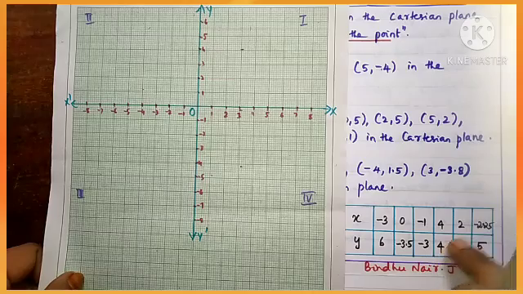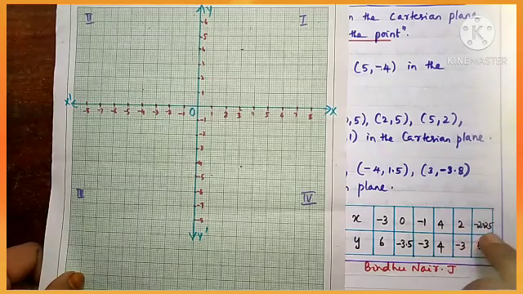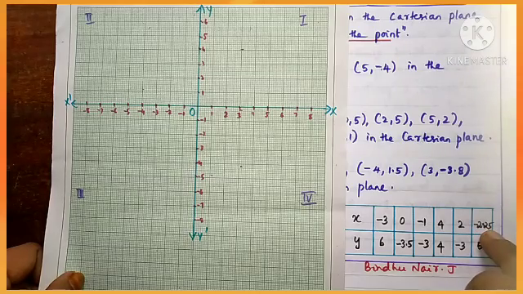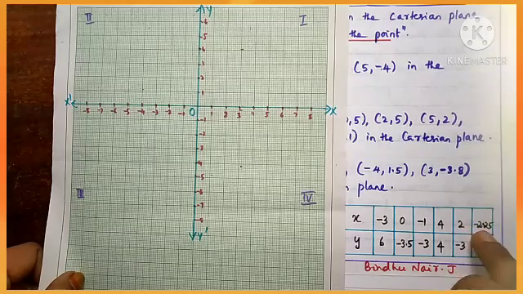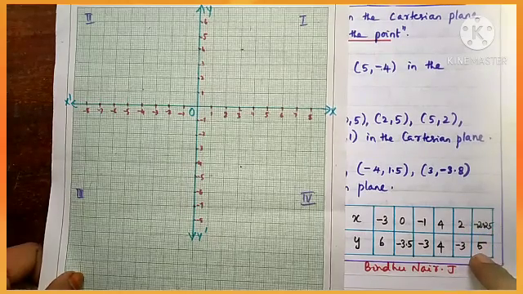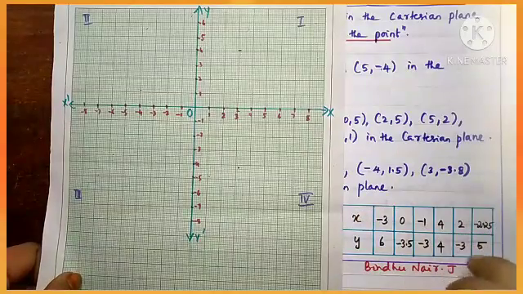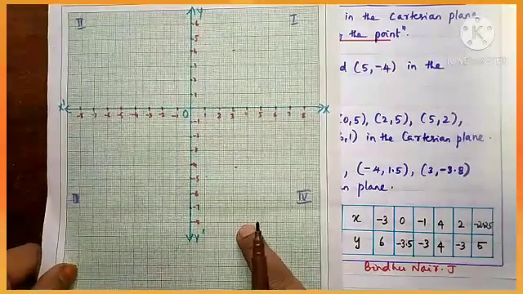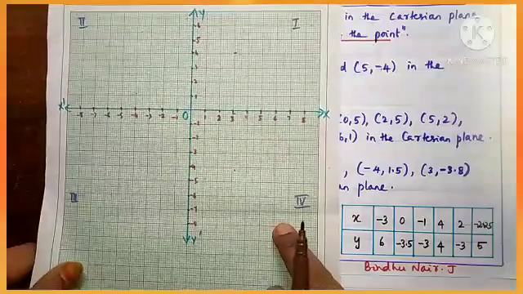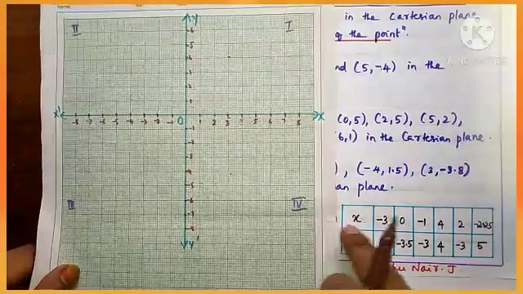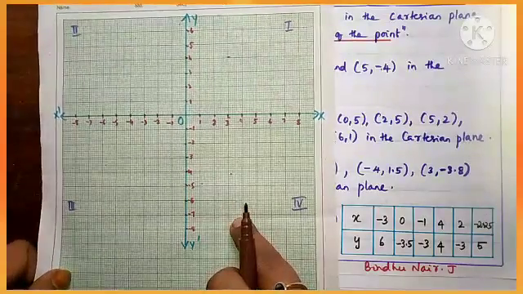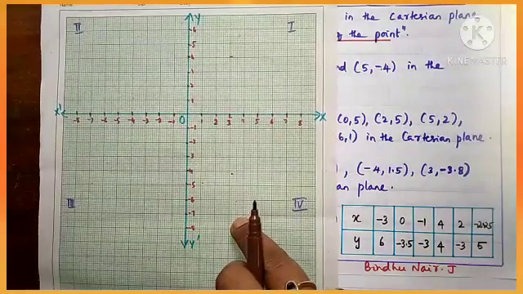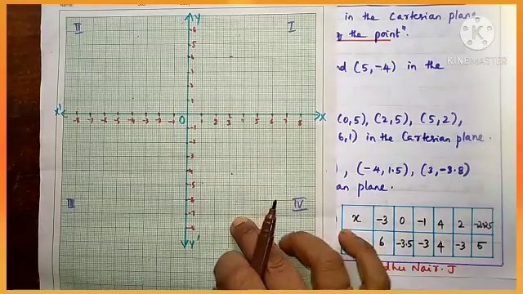Then 4, 4, then 2, minus 3 and minus 2.25, and 5. Okay, minus 2.25 and 5. So this way you want to collect the pairs and you want to plot them in the graph paper. Okay, so we can see one by one. So that is the way of how we are taking the pairs, and now we are going to plot in our graph paper. Yes, so the first point is minus 3 and 6.